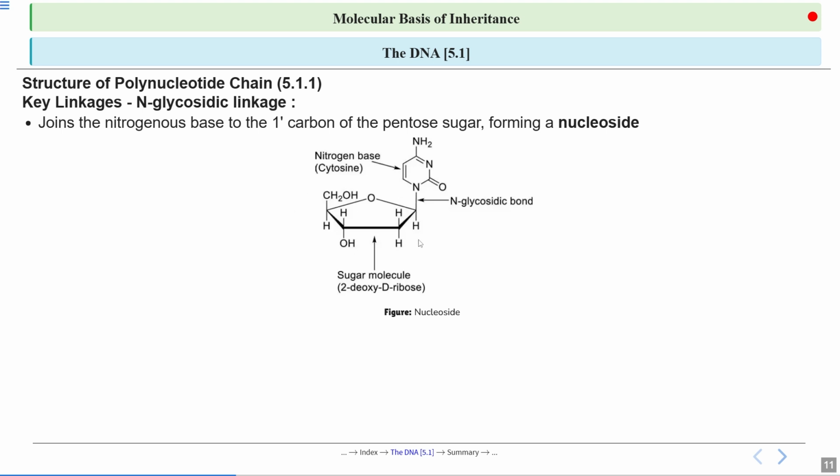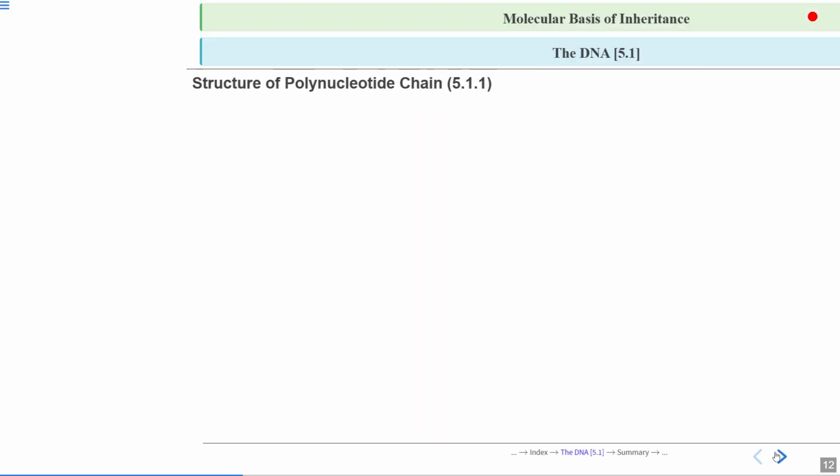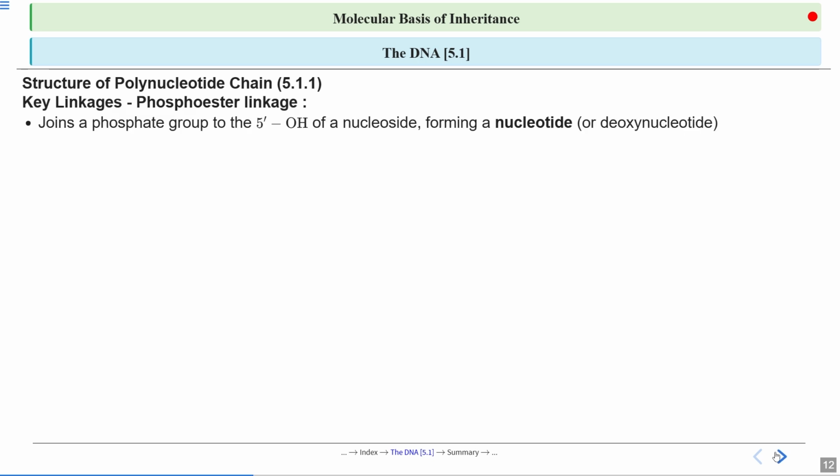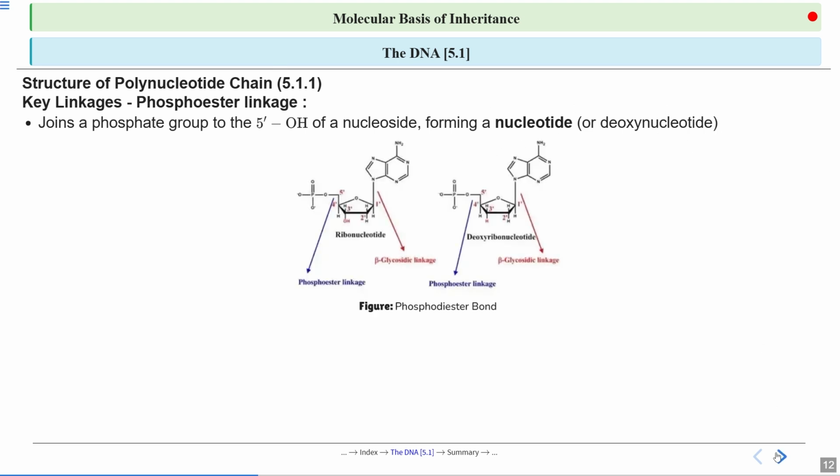So this is at the 1 prime or 1' carbon. So this is how N-glycosidic bonds are formed in the nucleoside. Whereas what is the phosphoester linkage? It joins a phosphate group to the 5' OH of the nucleoside, forming a what? A nucleotide or deoxynucleotide. Nucleotide in the case of RNA and deoxynucleotide when it's DNA.